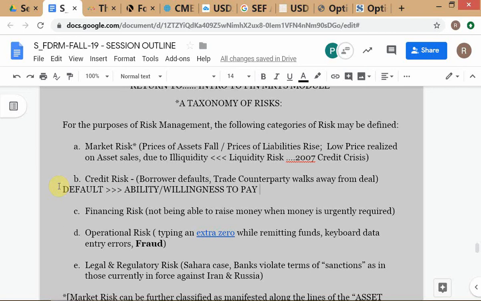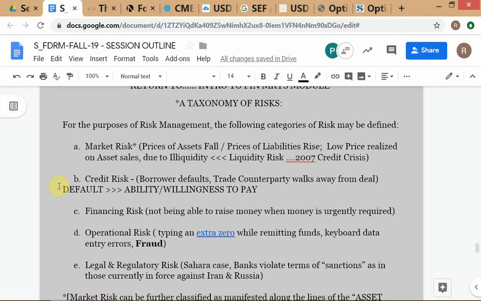Now, if you have any transaction, any kind of contract with anybody, that's why I've written it as trade counterparty walks away from deal. If you want to write this in terms of contract law, then you write it as one party is not willing to honor its obligation under the contract.